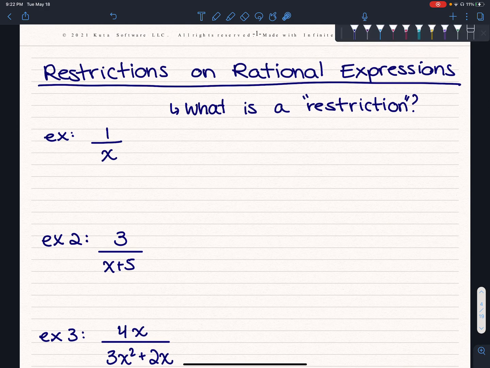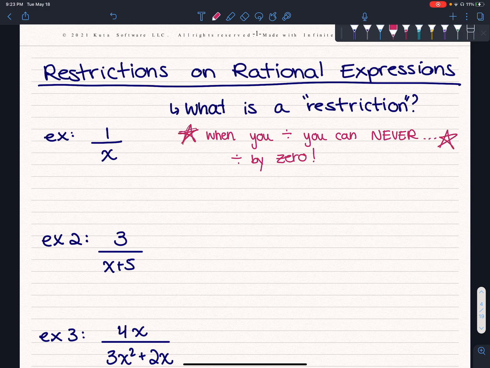So restrictions on rational expressions, what is a restriction? What does that even mean? Like in the last video, we spoke a little bit about how fractions are divisions, right? And when we do divisions, there is a golden rule that we have to follow. I will give you 5 seconds to brainstorm. What do you think that golden rule is? The one thing you can never do in a division. When you divide, you can never divide by 0. So that's our golden rule, right? You can never divide by 0.